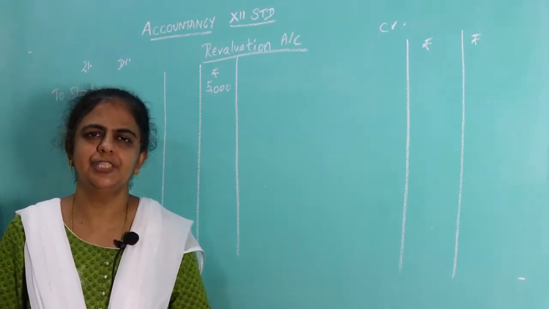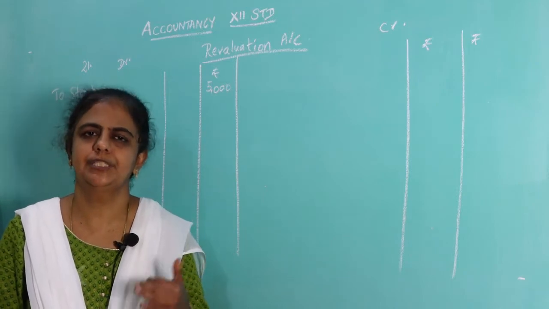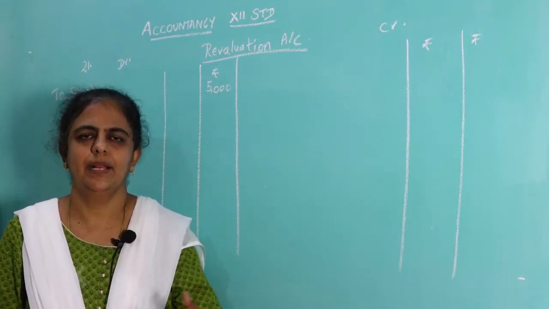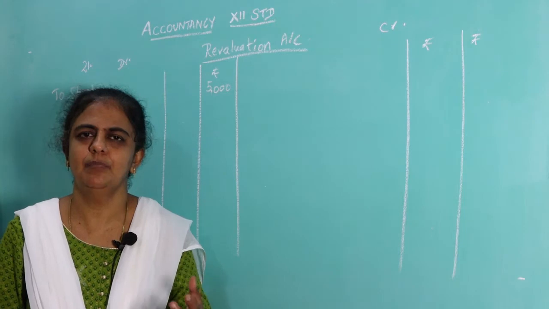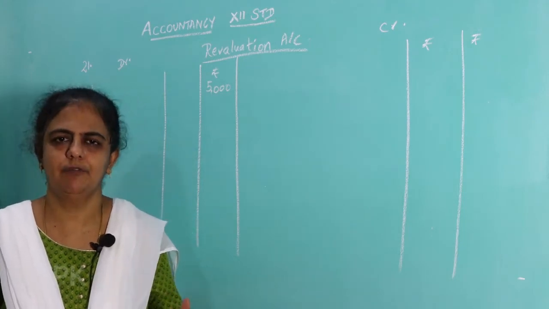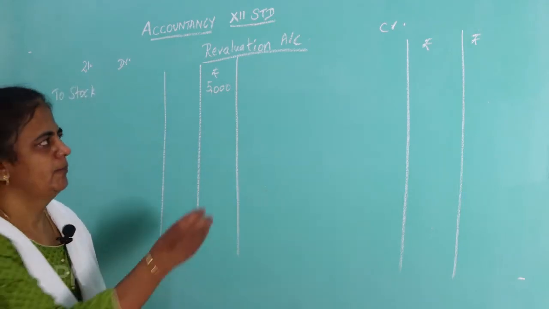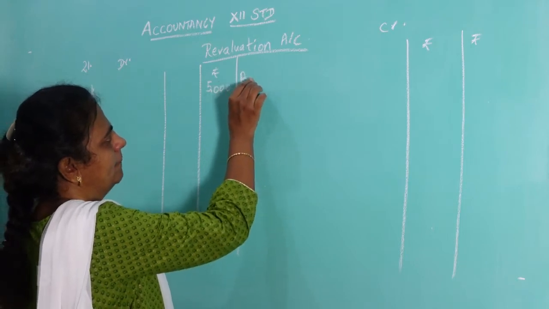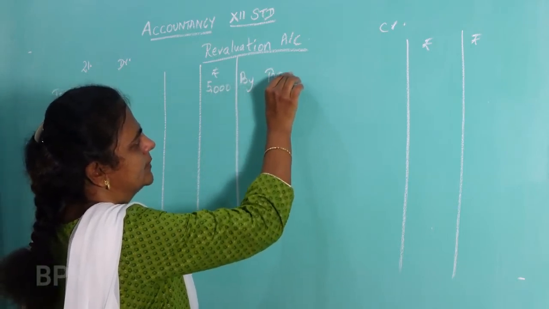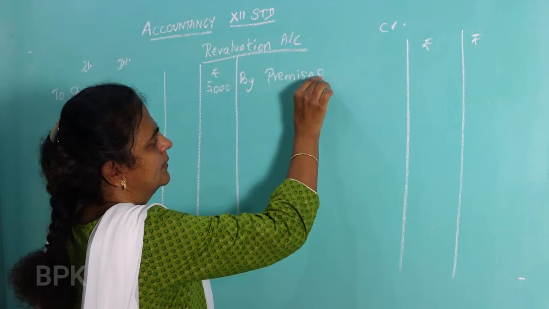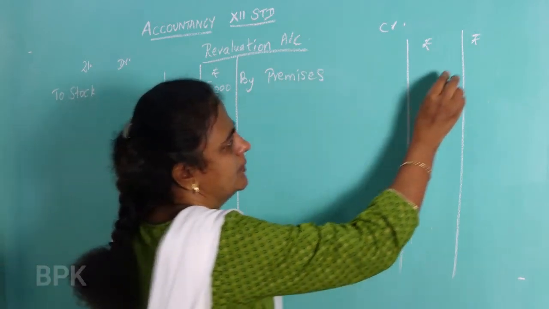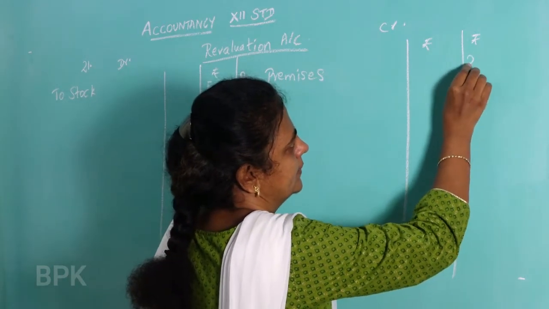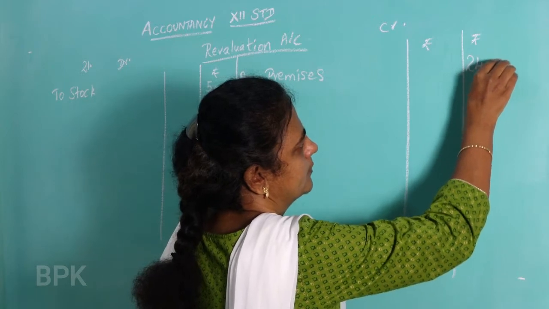Premises to be appreciated by 20%. Premises is an asset. When an asset appreciates, it results in profit. Profit means what you have to do? You have to put it on the credit side. So you write here, by premises. So 20% of 1,20,000, that is 24,000.